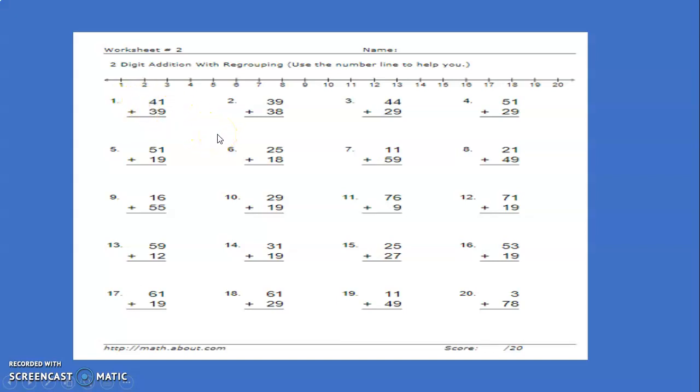So now what you're going to do is you're going to work on the problems by yourself. Once you're done, you can upload them to Teams. If you have any questions, call me. Remember, these worksheets are in the packet that you have at home that you picked up at school. So go ahead and look for them and work on them in that paper. If you have any questions, call me. Thank you.